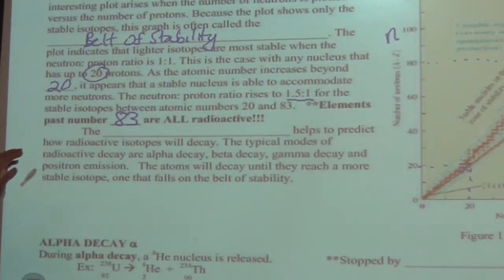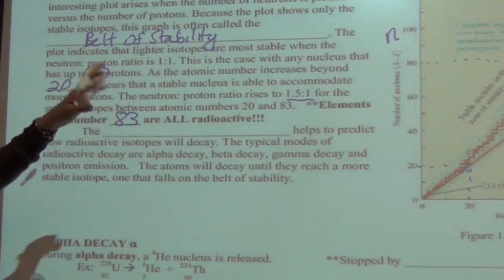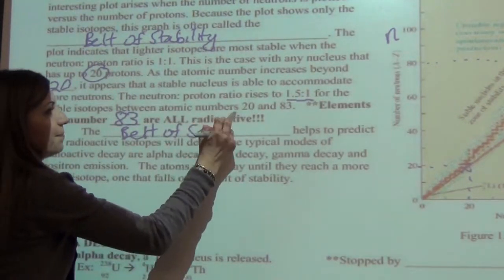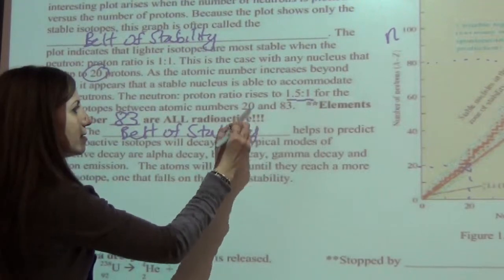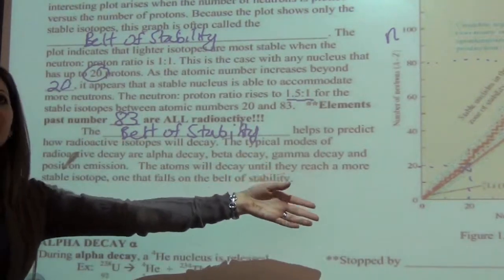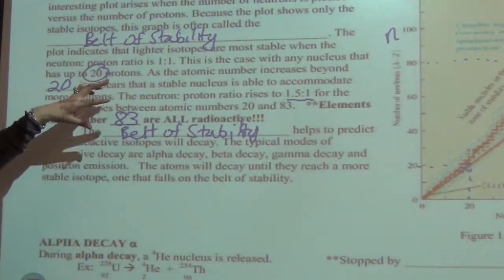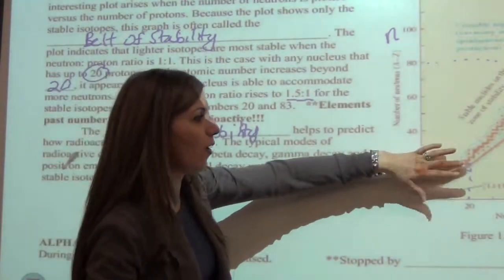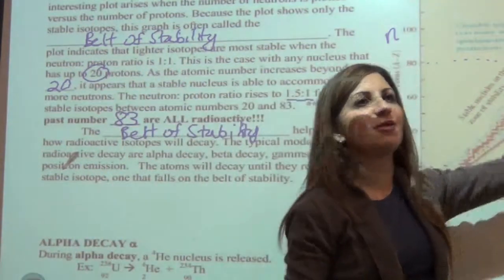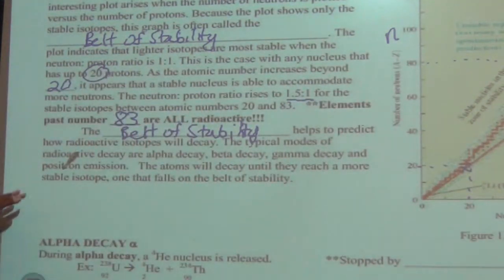What do we call this thing again? The belt of stability. We have to graph that. But you need to know that it's called the belt of stability. And you also need to know that between 1 and 20 is where it's a 1-to-1 ratio, and that anything past 83 is going to be radioactive.